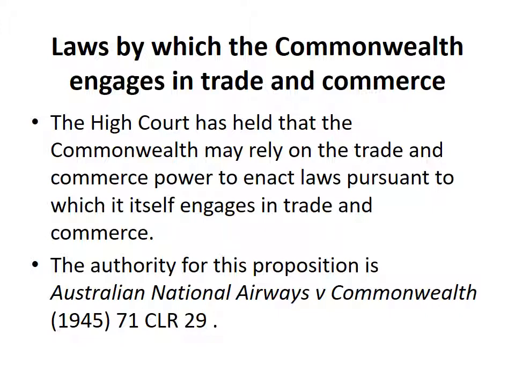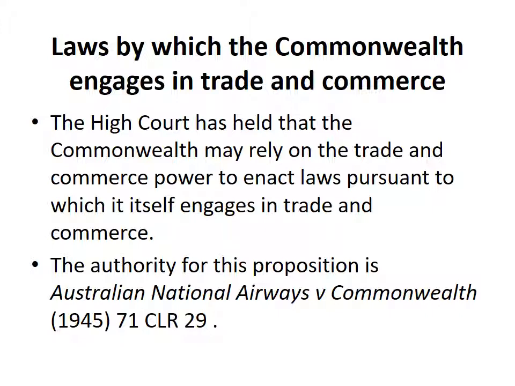The High Court has held that the Commonwealth may rely on the trade and commerce power to enact laws pursuant to which it itself engages in trade and commerce. The authority for this proposition is Australian National Airways v Commonwealth. To put things in context, the Wright brothers first achieved flight in 1903, but by the 1930s there were a multitude of private commercial airlines competing throughout Australia, and by the 1940s an airline known as Australian National Airways had achieved a monopoly hold on domestic Australian flights.